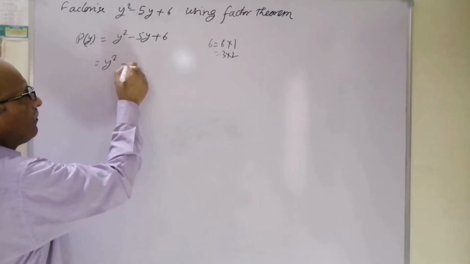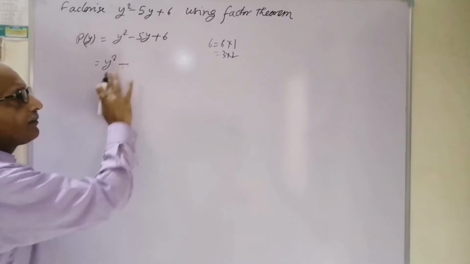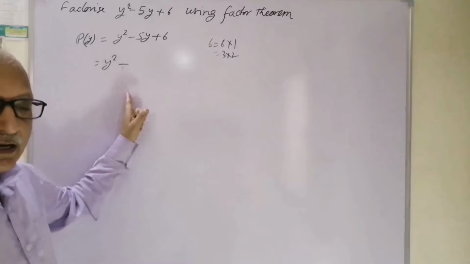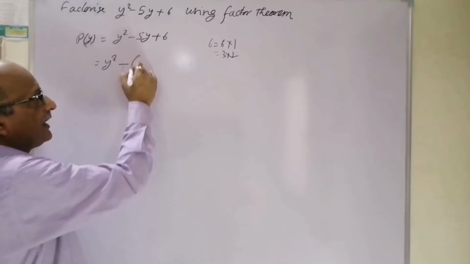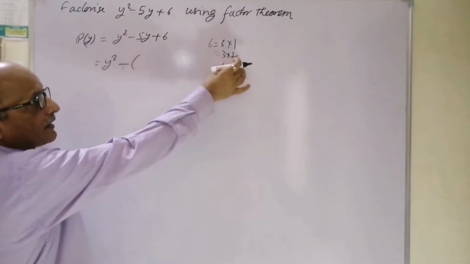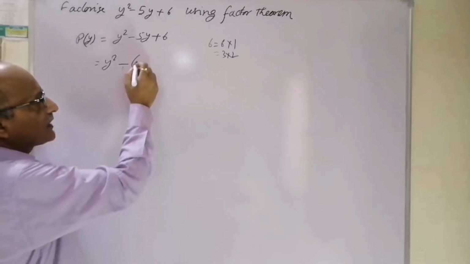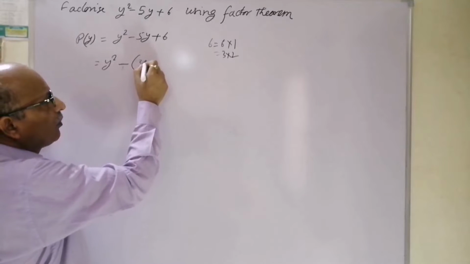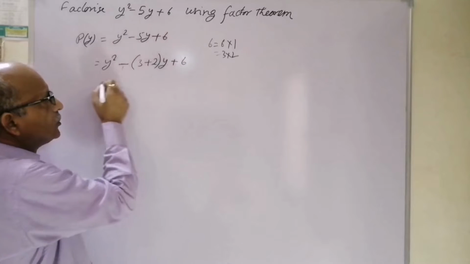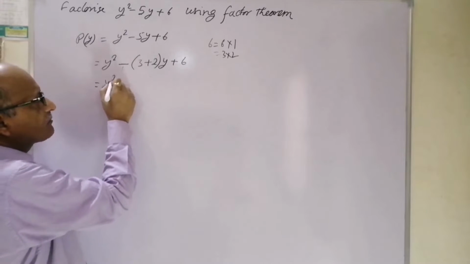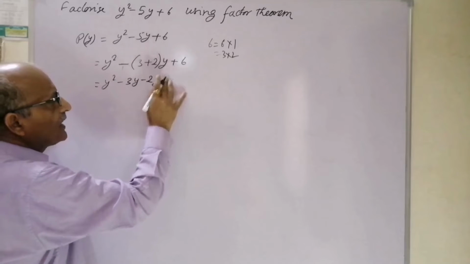Yes. So we'll write here y square, and as there is minus here, we'll write minus only. Here we do not have to disturb anything. The sign over here we'll have to take the same. Now in the bracket we'll write the sum of the two factors with y. So the sum of two factors will become here (3 plus 2) y plus 6. Again expanding it, we'll get y square minus 3y minus 2y plus 6.